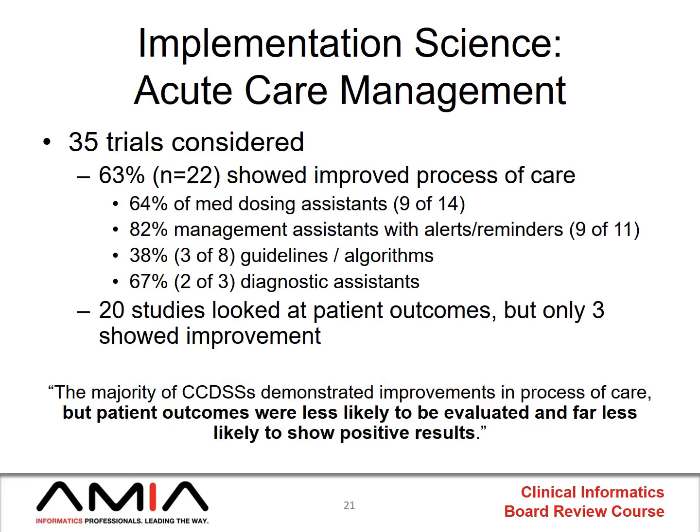The second topic was acute care management, in which they looked at 35 trials. 63% showed an improved process of care. These were the types of studies they looked at. It looked at med dosing assistance, management algorithms, guidelines, diagnostics assistance, and so on. And while 20 of them looked at patient outcomes, only 3 of those showed any improvement in those outcome measures. So again, the conclusion was that patient outcomes were far less likely to be evaluated and far less likely to show positive results. This is a recurring theme in the CDS literature, that we can improve the process, but not necessarily the patient outcome.